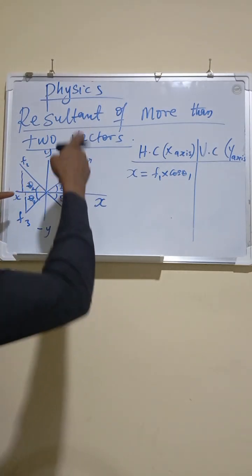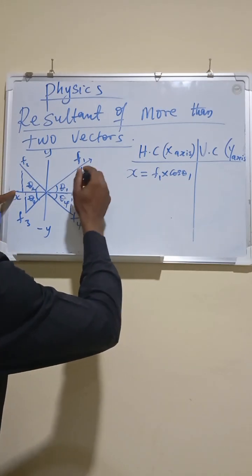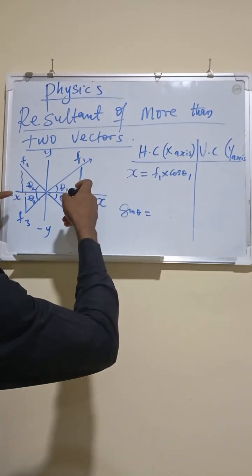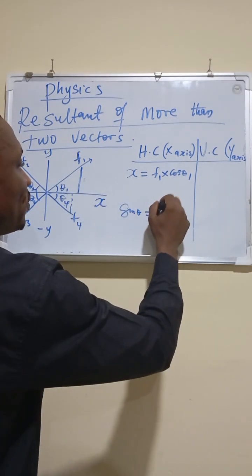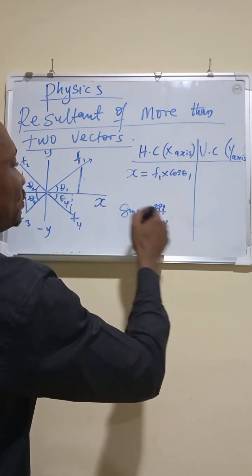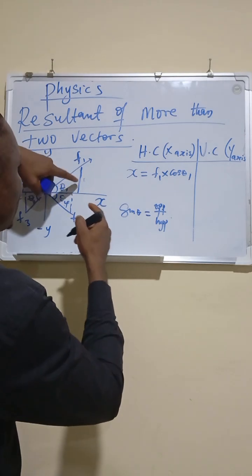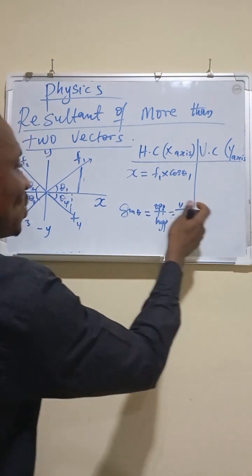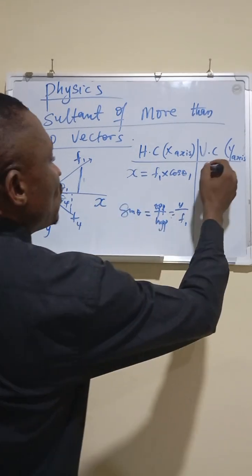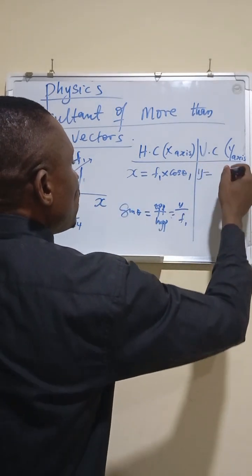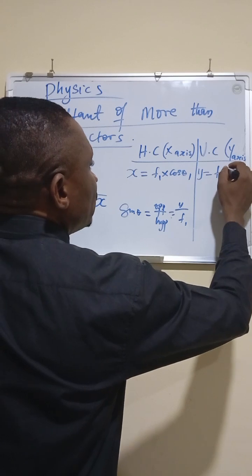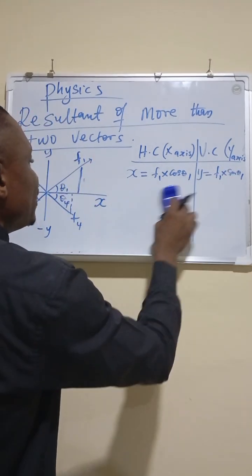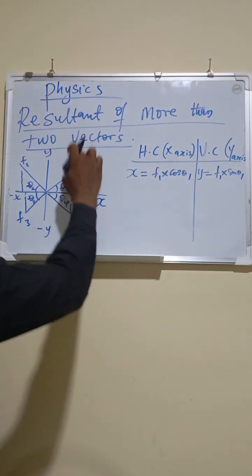Let's resolve this into the vertical component. This will be the opposite, so we use sine theta equals opposite over hypotenuse. Our opposite here is y, so we say y over F1. When you cross multiply, you have y equals F1 times sine theta 1. So we have resolved this single force F1 into two components.